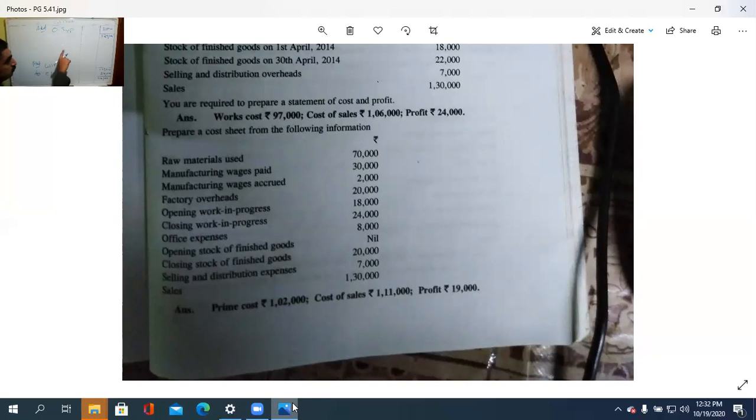Then we need to adjust the finished goods, isn't it? So add opening FG, that is nothing. Then less closing FG. How much? 20,000. So 1,24,000 minus 20,000 is 1,04,000. Cost of production is 1,24,000, because after adding the office expenses to the factory cost, what we are getting is the cost of production.